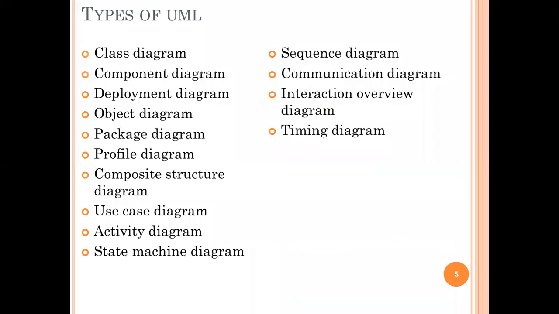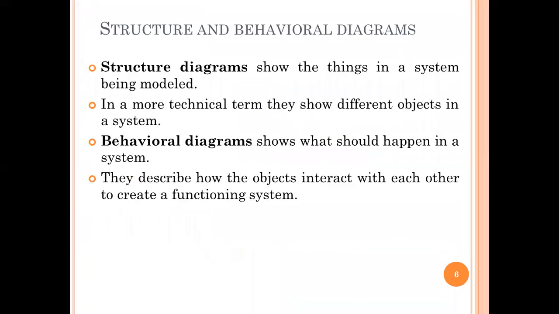So these are the types of UML diagrams: structural and behavioral. What does a structural diagram show? It shows the things in a system being modeled. In more technical terms, they show the different objects in the system. It shows the structural things: what the objects in the system are and how the objects are created.